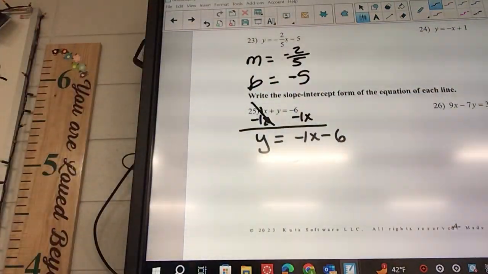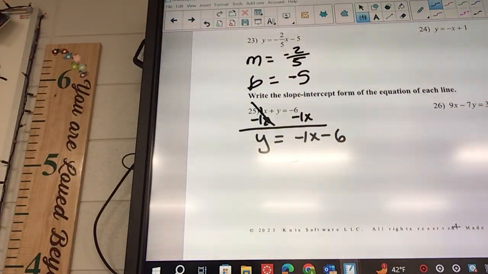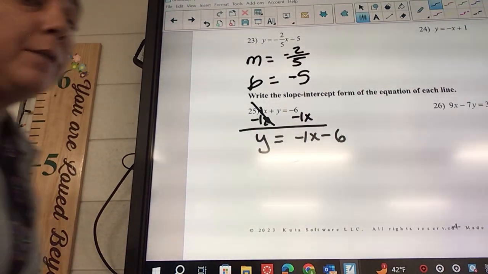So we subtract the x's and then you divide by the number that is next to the y. What number is next to the y? 1, or nothing in this case. So do we need to divide? No, but if you look at number 26, you will need to divide on that one because there is a number there.